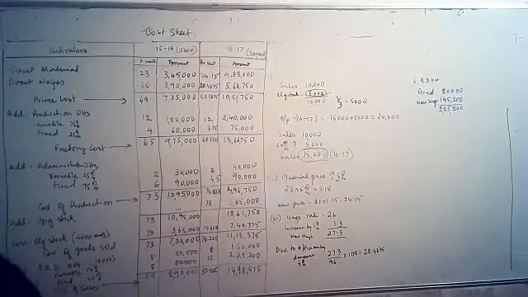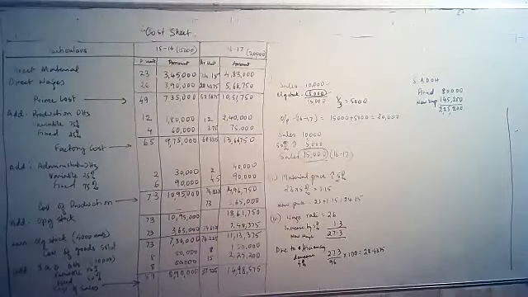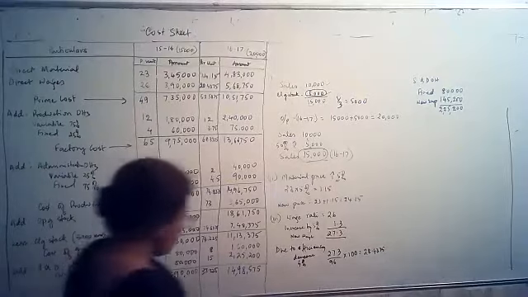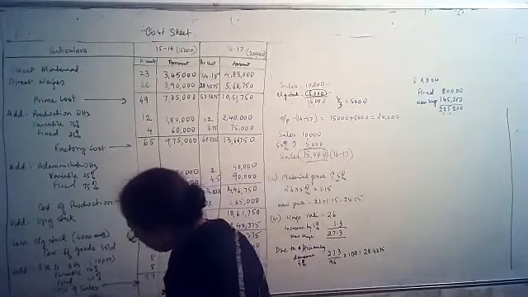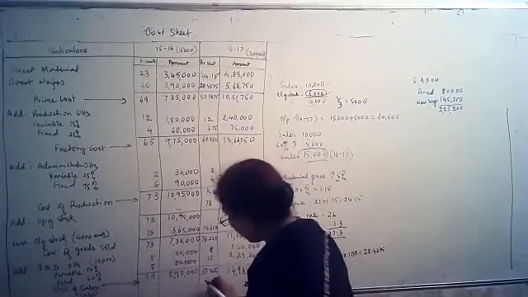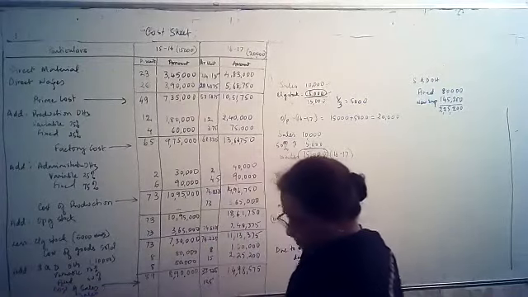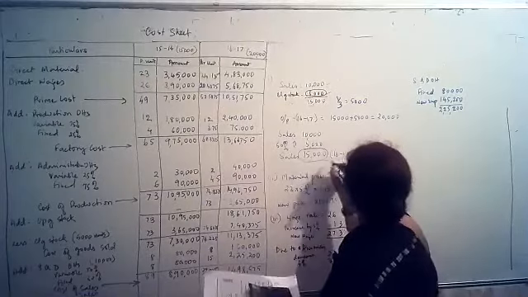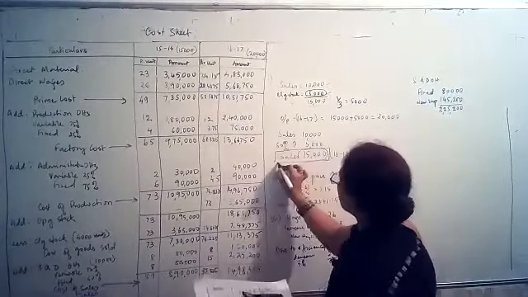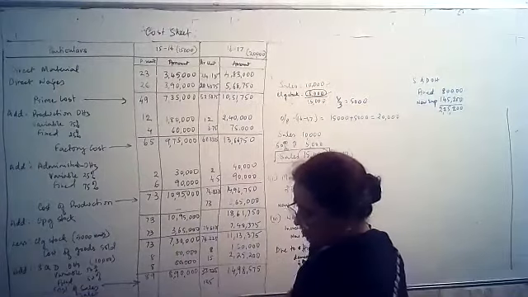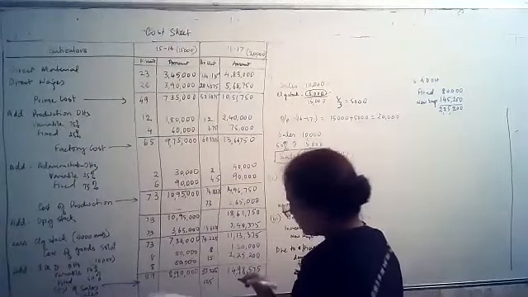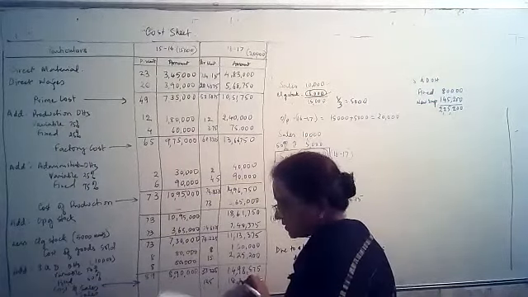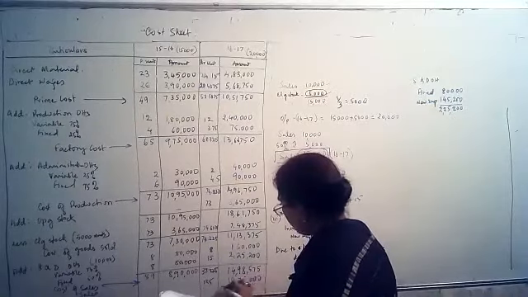Now how much am I selling at? They have already given 125 rupees as the selling price. So I will write down here sales. Sales is 125. So how much is the sales amount? Sales units, it is 15,000 units. So 15,000 into 125. This comes to 18,75,000.